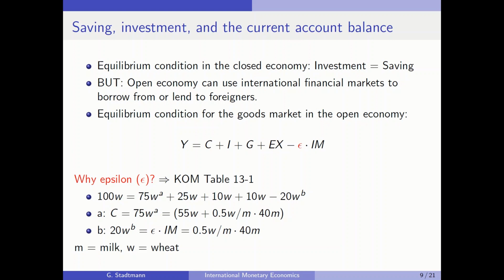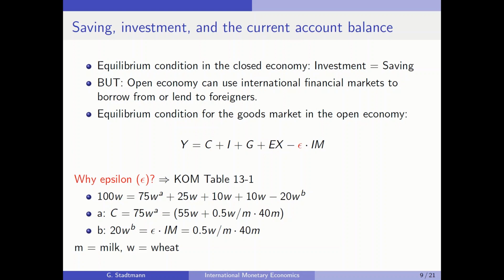Then consumption is equal to the value of 75 units of wheat. But you can see that there's a little index A above this variable which represents consumption. Actually, the private households are consuming only 55 units of wheat, and the private households are also consuming 40 units of milk.